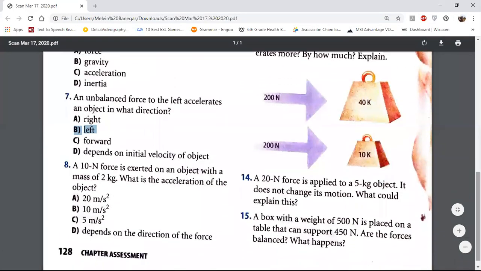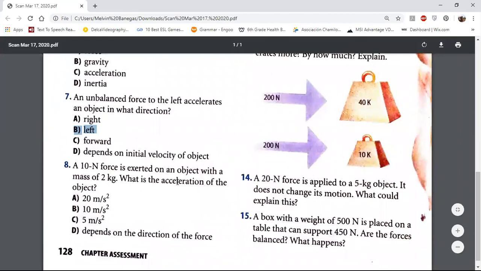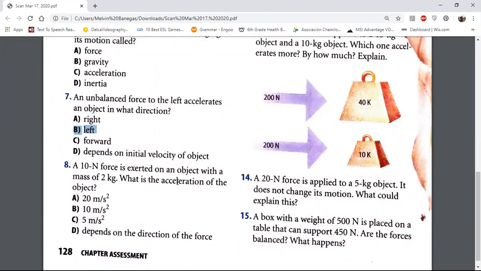All right, number 8. Who wants to read number 8? Okay, go ahead. A 10 N force is exerted on an object with a mass of 2 kilograms. What is the acceleration of the object? 20 meters per second squared, 10 meters per second squared, 5 meters per second squared, depends on the direction of the force.